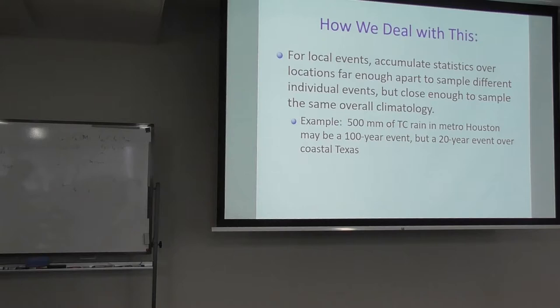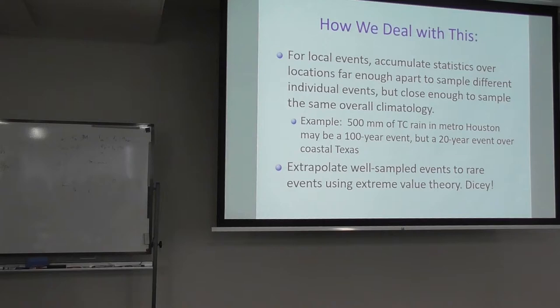The other thing you can do is to do what statisticians do, is to extrapolate the probability density curves using something called extreme value theory, so that you deduce what the very low probability events are from the better sampled higher probability events. But this is dicey, okay? It really depends upon whether your assumptions about the general shape of that distribution are correct.